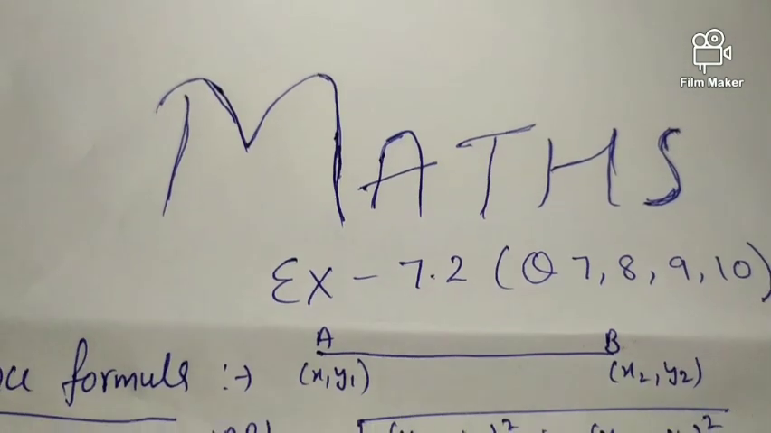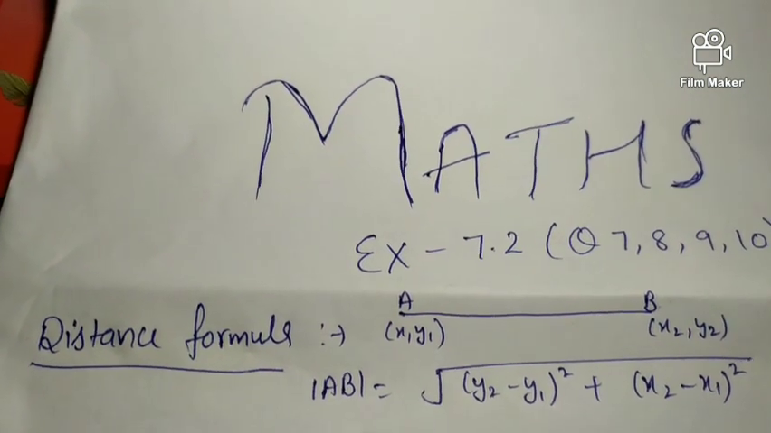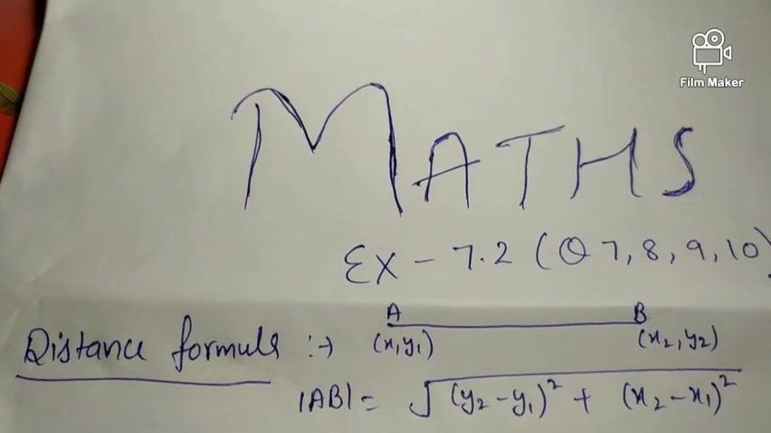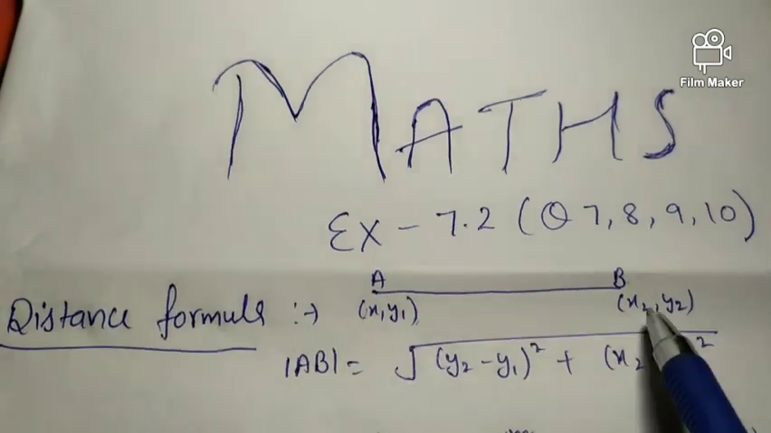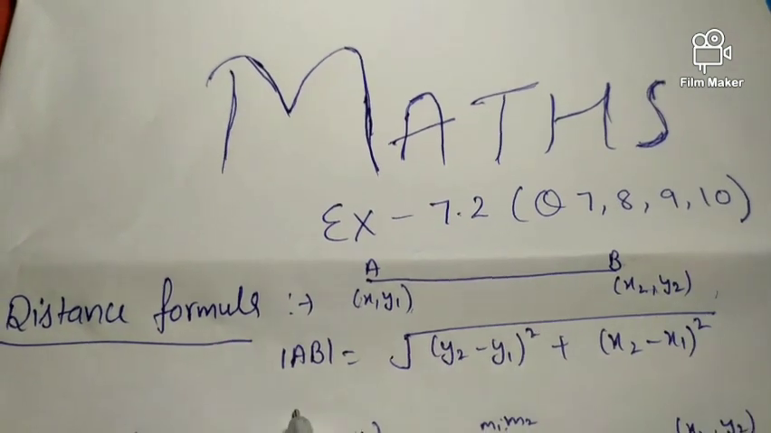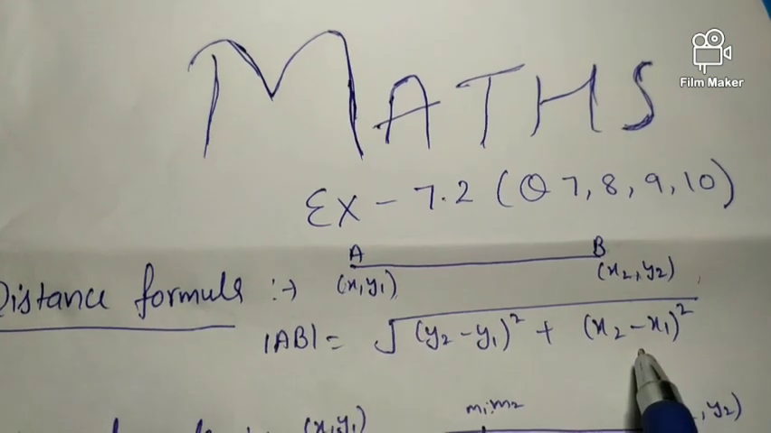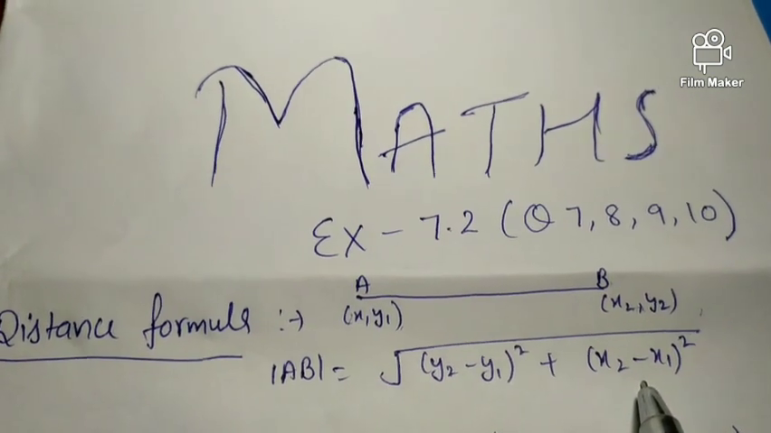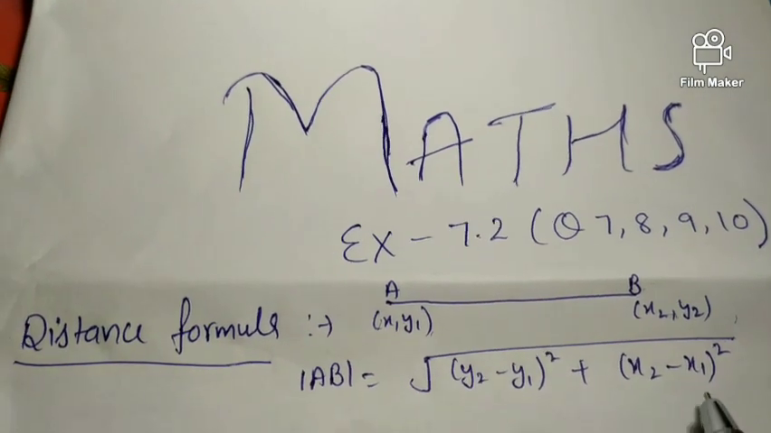Our first formula was the distance formula. How to find the distance between 2 points. Suppose the first point is (x1, y1) and the second one is (x2, y2). So the distance between A and B will be the square root of (y2 minus y1) square plus (x2 minus x1) square. We already have done so many questions of the distance formula.